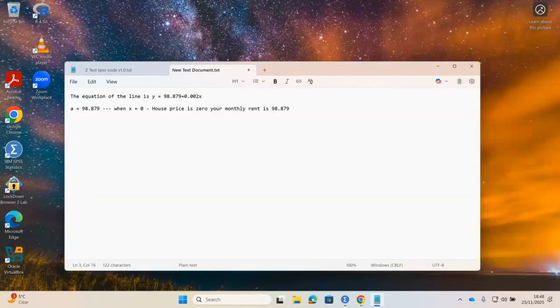Does that make sense? And what was the value of B? 0.002. Slope, what does it mean in terms of our problem? When your house price goes up by 1 unit, so if your house price becomes 1, expect your rent to increase by 0.002.